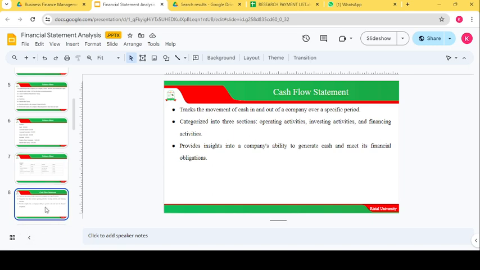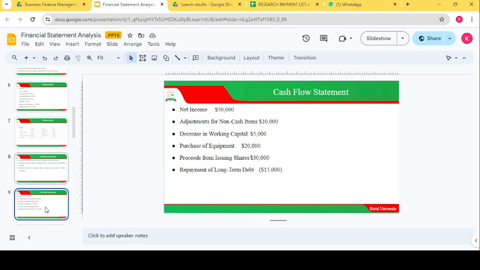So let's look at an example. We are given the net income, adjustment for non-cash items, the decrease in working capital, purchase of equipment, proceeds from issuing shares. Then we have the repayment of long-term debt. So we need to know our cash flows.